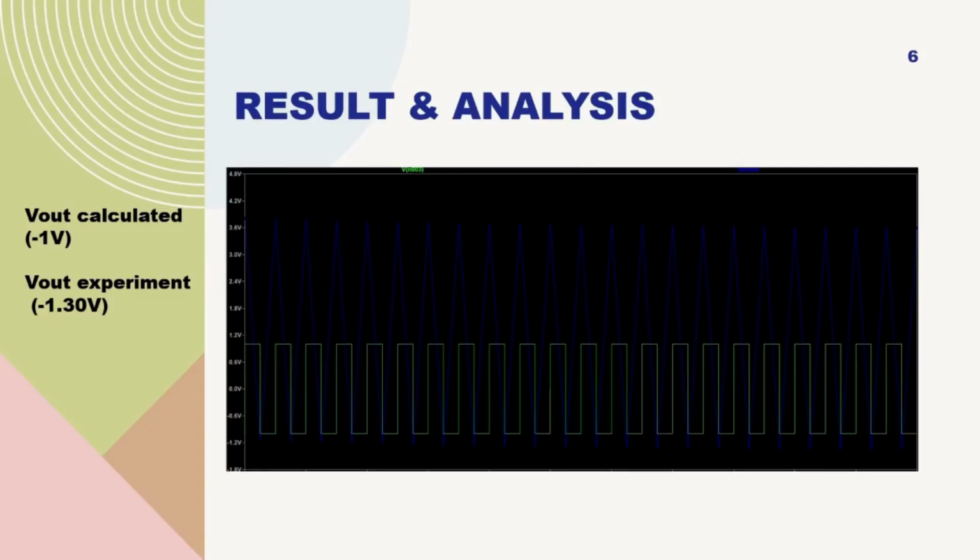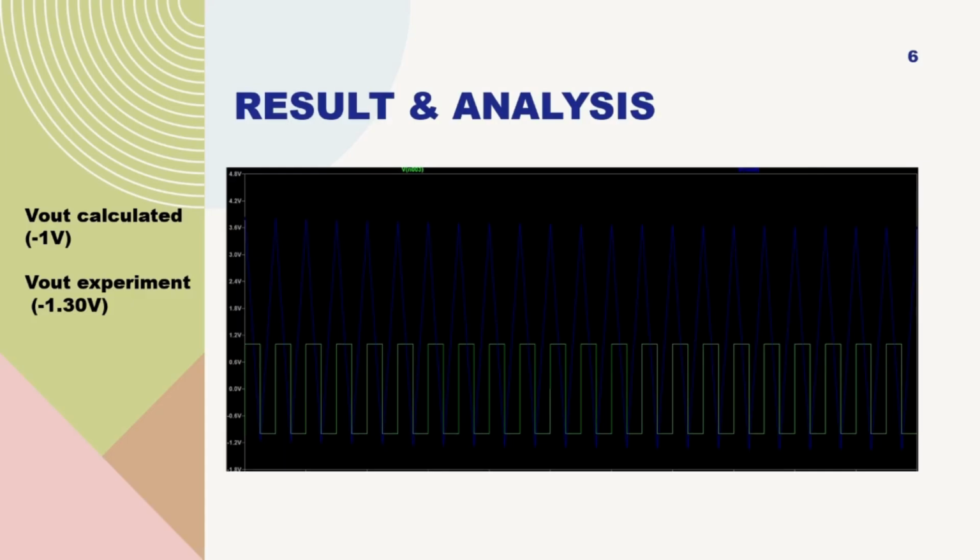This is the result from part C. From the integrator formula, minus V1 divided by RSC, the Vout calculated is minus 1 volt, while the Vout in the experiment is minus 1.3 volt. The output waveform is a clean triangular wave, exactly as expected for the integration of a square wave.